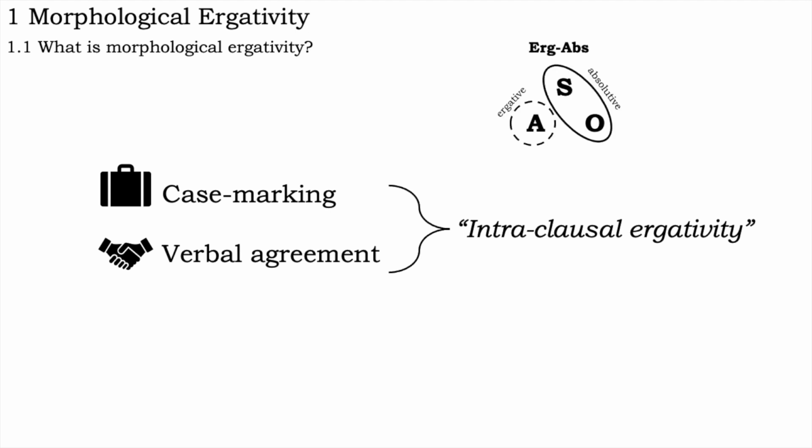Ergative case marking refers to the situation in which one noun case is used for A arguments and another is used for S and O arguments, while ergative verbal agreement refers to the situation in which one set of verbal agreement affixes is used for A arguments and another is used for S and O arguments. A very similar, though rare, phenomenon is ergative word order, in which one position in the sentence is used for A arguments and another is used for S and O arguments.